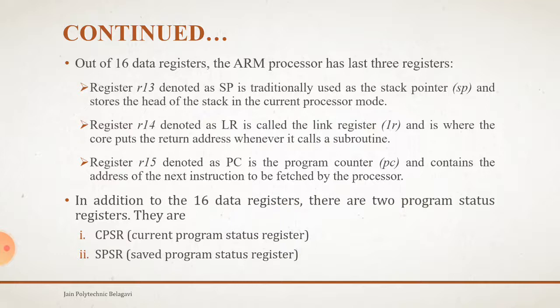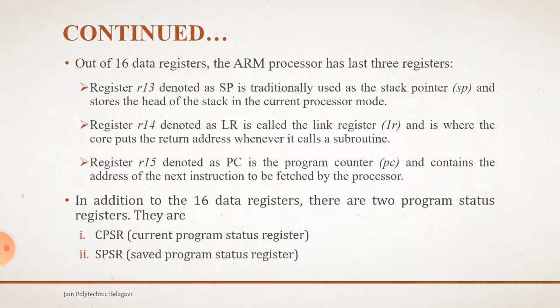Register R13 is denoted as stack pointer and stores the head of the stack in the current processor mode. Register R14, denoted as LR, is called the link register and is where the core puts the return address whenever it calls a subroutine. R15, denoted as PC, is the program counter and contains the address of the next instruction to be fetched by the processor.